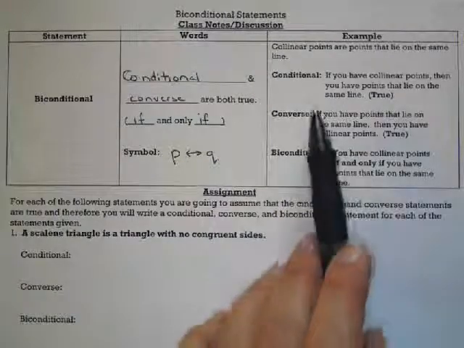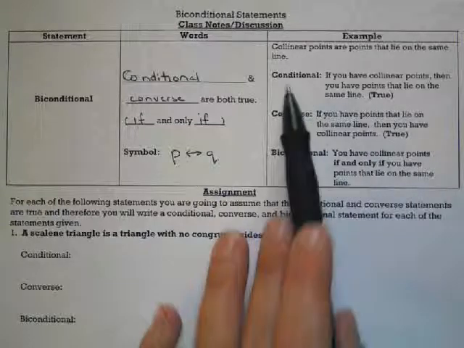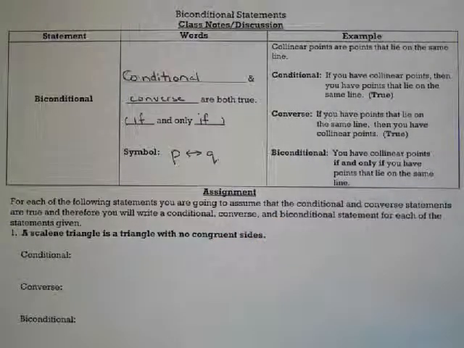So for example, collinear points are points that lie on the same line. The conditional is: if you have collinear points, then you have points that lie on the same line, and that's true. If we write the converse, if you have points that lie on the same line, then you have collinear points. That's also true. So we can write a special statement called a biconditional, and we leave off the usual "if" and "then," and in the middle we put the phrase "if and only if." So a biconditional is written as: you have collinear points if and only if you have points that lie on the same line.